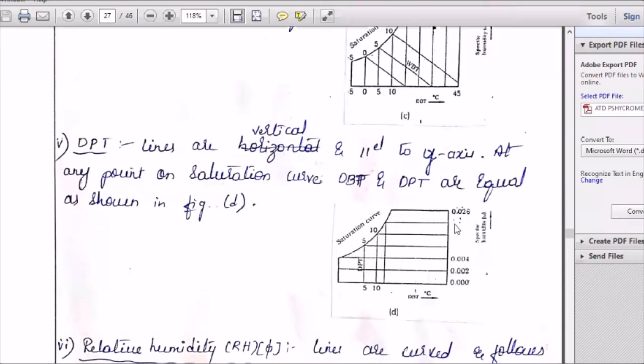But the easiest thing we suggest you adopt is this: the specific humidity line which extends up to the saturation curve, and at the intersection point there is a straight line coming down. That straight line coming down gives the temperature, which is already a dry bulb temperature, but we don't take it as dry bulb temperature because it is coming down from the specific humidity. Whatever temperature it shows, that temperature is called the dew point temperature. Please note down this one more way to calculate DPT.